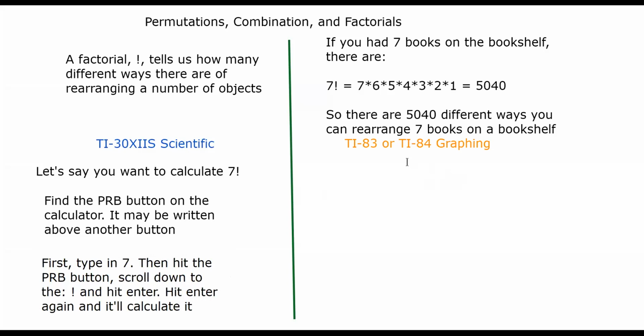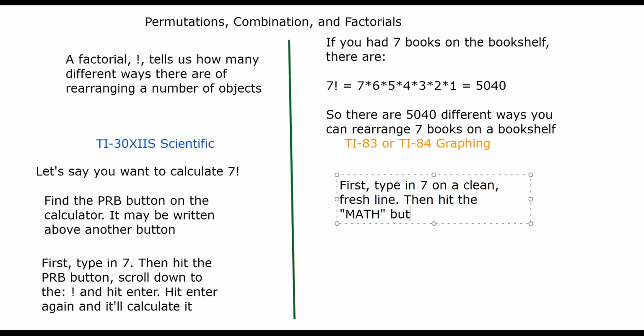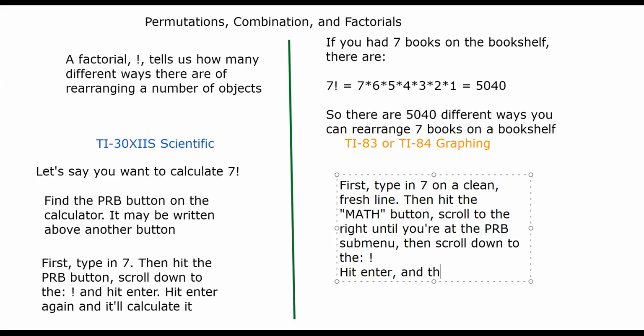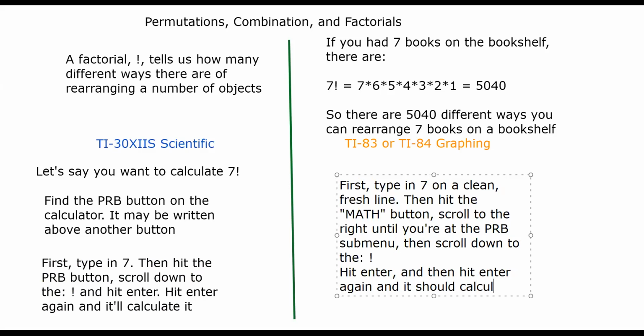It's good to know. If you're on the TI-83 or 84 graphing calculator, first type in 7 on a clean, fresh line. Then hit the math button. Scroll to the right until you're at the PRB submenu, then scroll down to the exclamation mark. Hit enter, and then hit enter again, and it should calculate it.